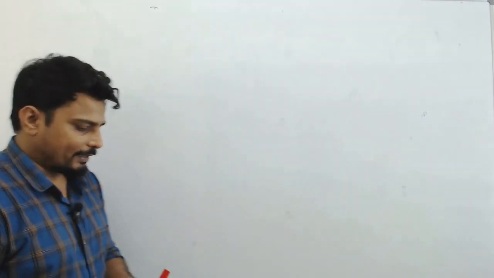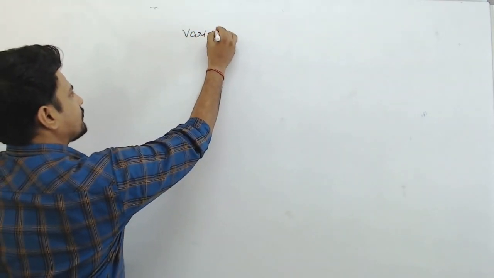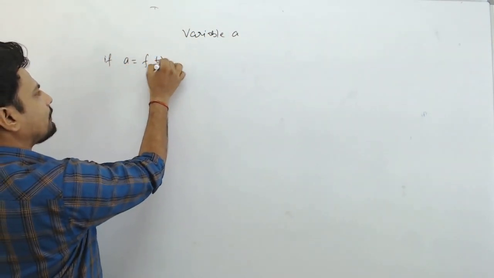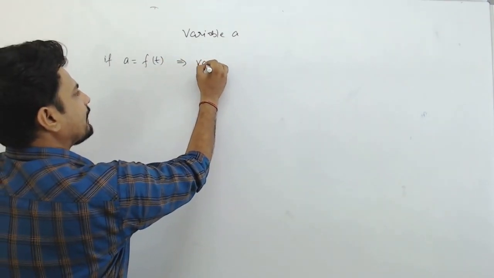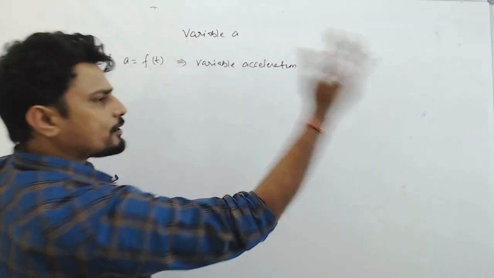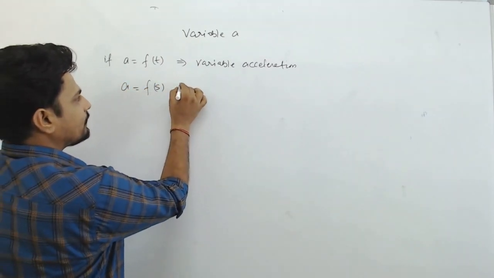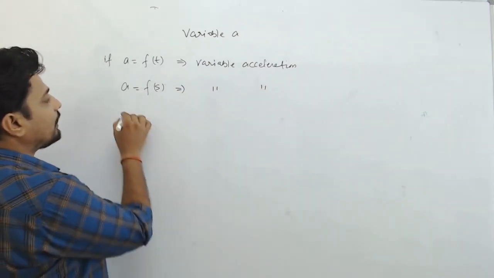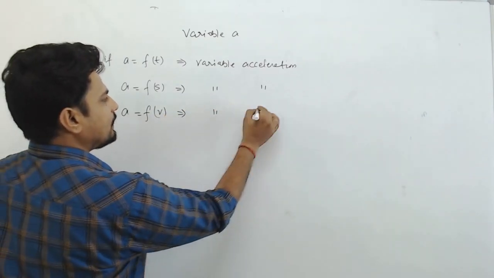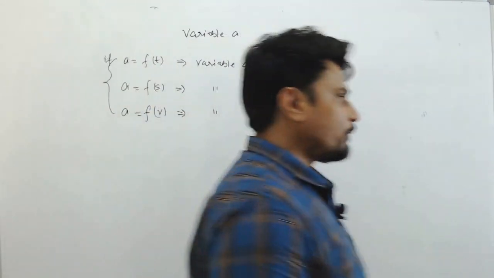So clear सा fundamental understanding जो अपने को मिल रहा है कि acceleration, चलो लिख लेते हैं variable acceleration, variable A. If acceleration is a function of time, that implies it is a variable acceleration. Time के साथ change हो रहा है. Simply it means variable. If A is a function of displacement, that also means the same. It is a variable acceleration. If A is a function of your velocity, that also means that it is a variable acceleration. यही 3 cases हैं. These are the only 3 cases in which the acceleration could be a variable one.